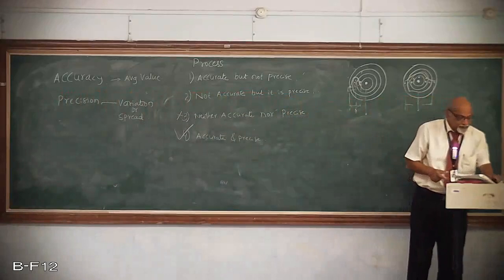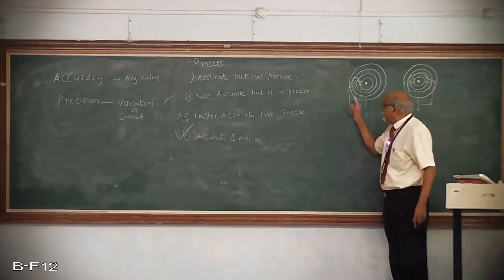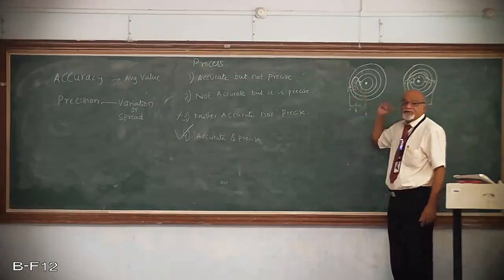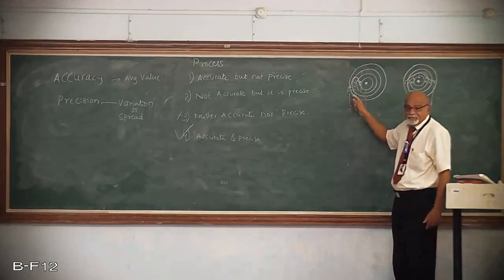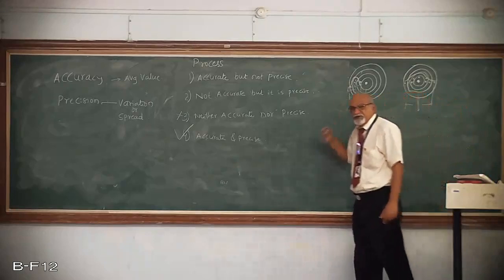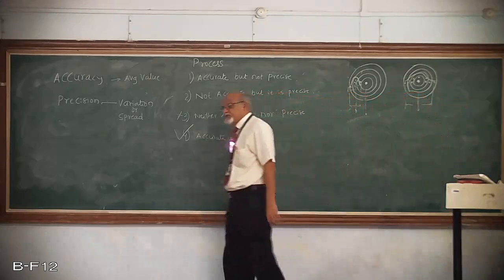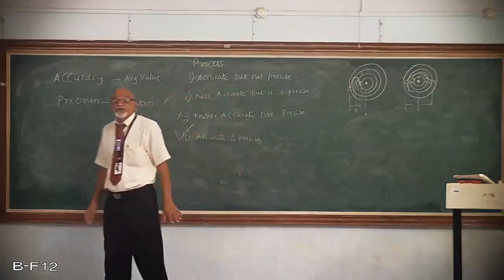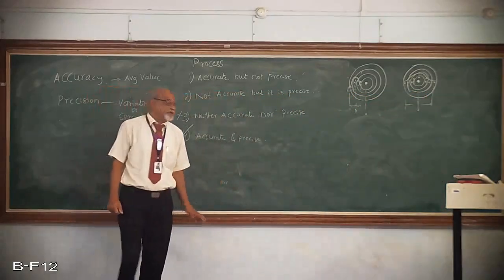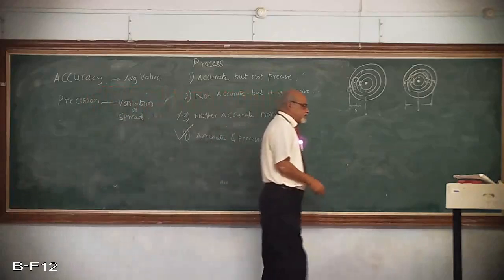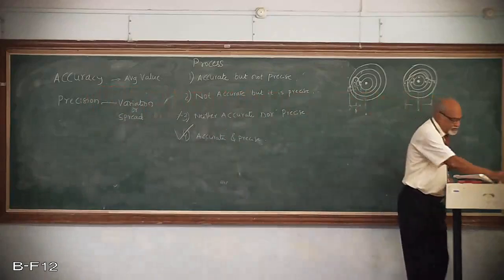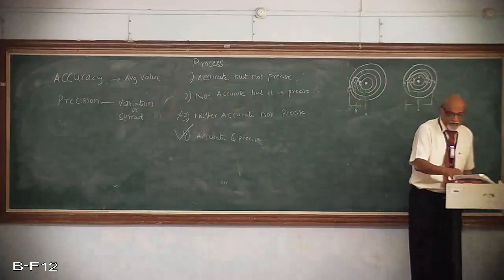So we know about accuracy and precision. Precision cannot be easily dealt with, whereas accuracy can be easily dealt with, and that is what is being used. Now let me take some more numericals so that we will understand it in a better way.